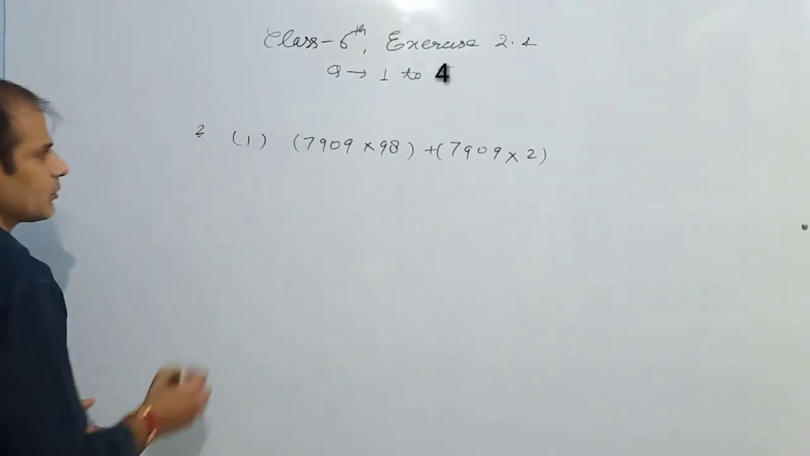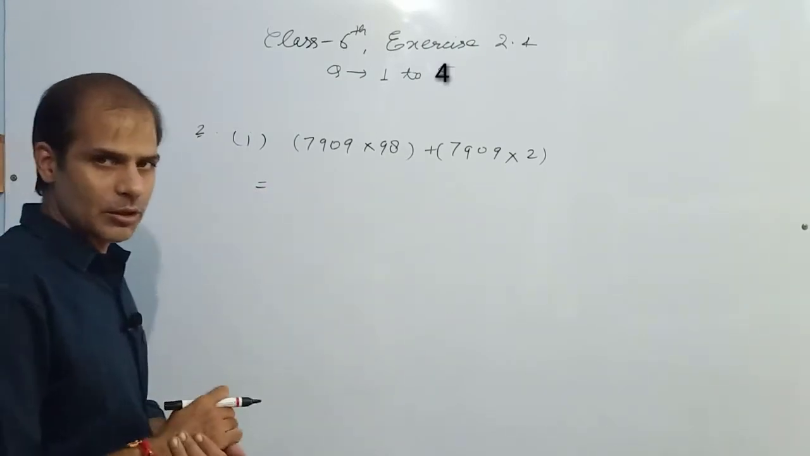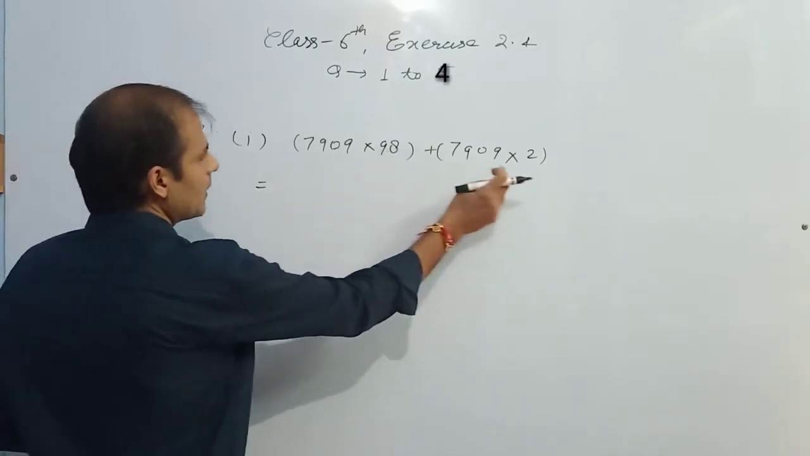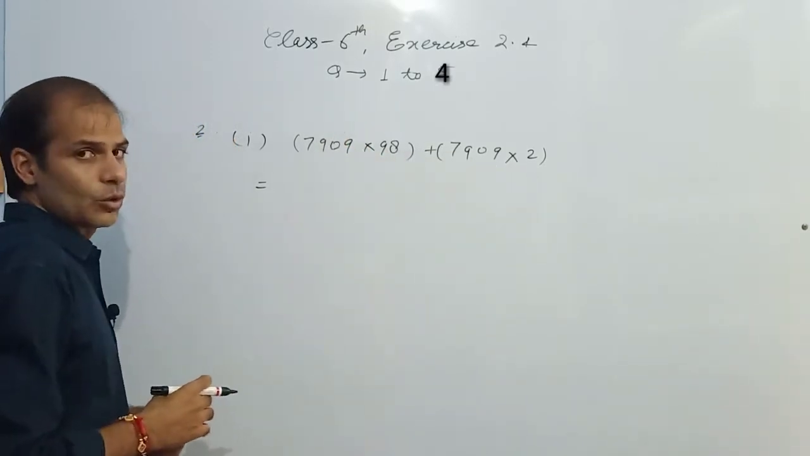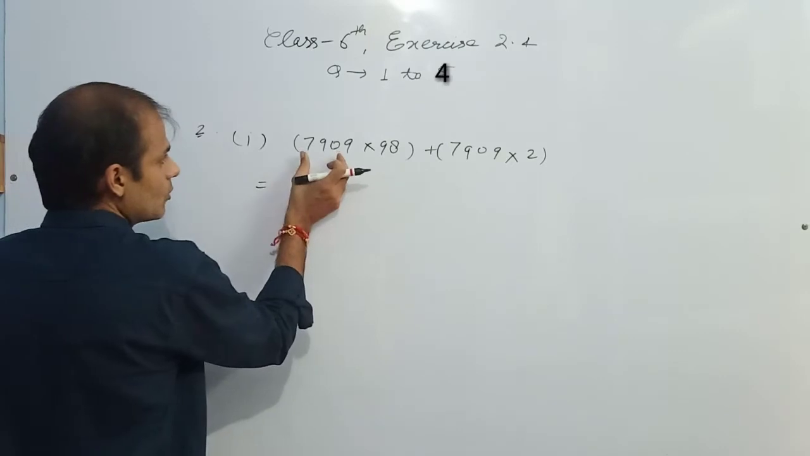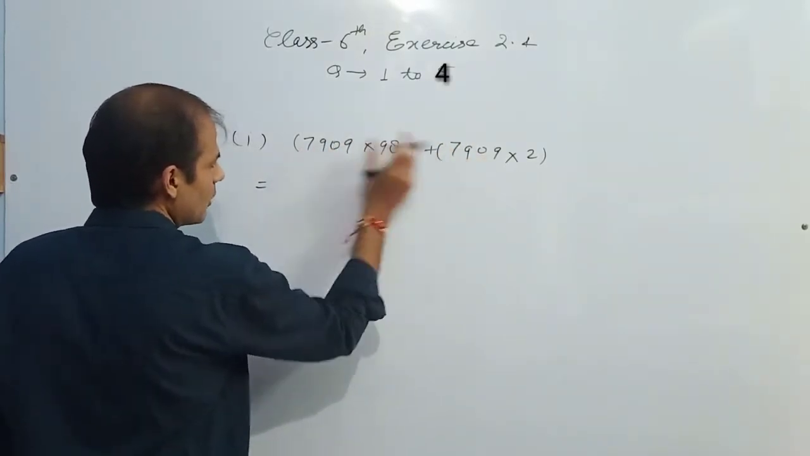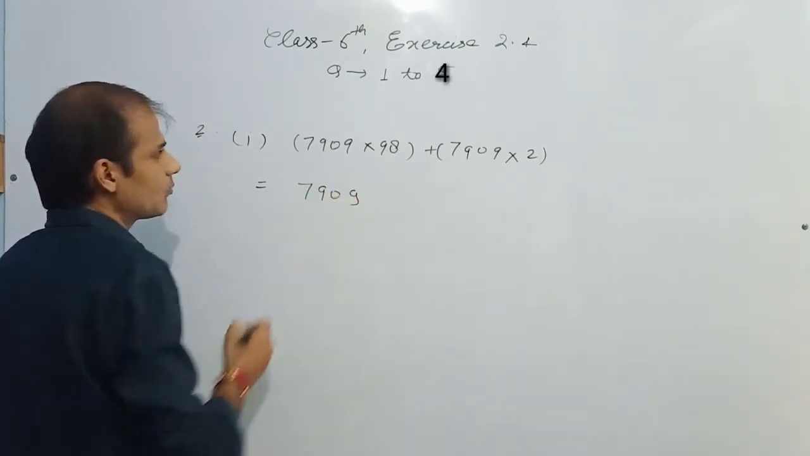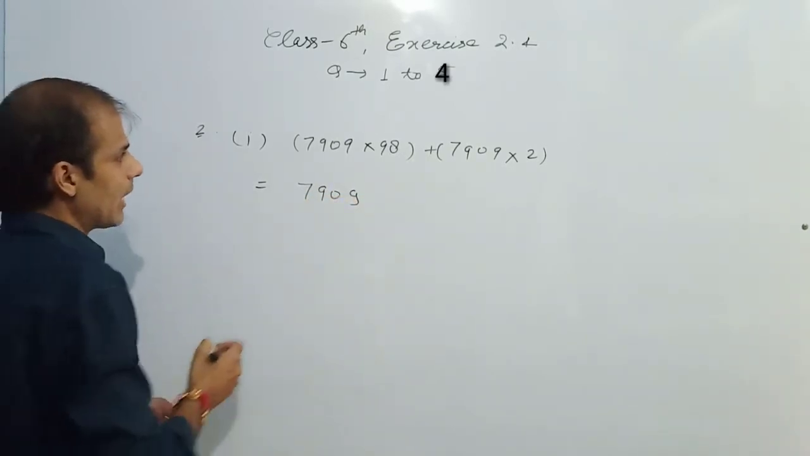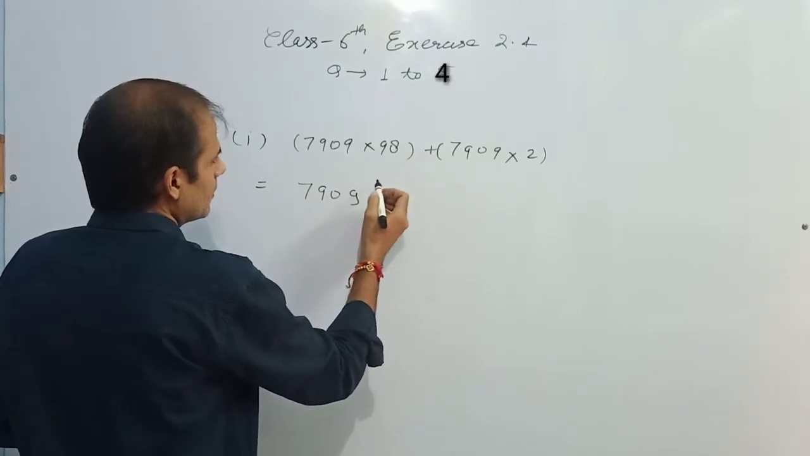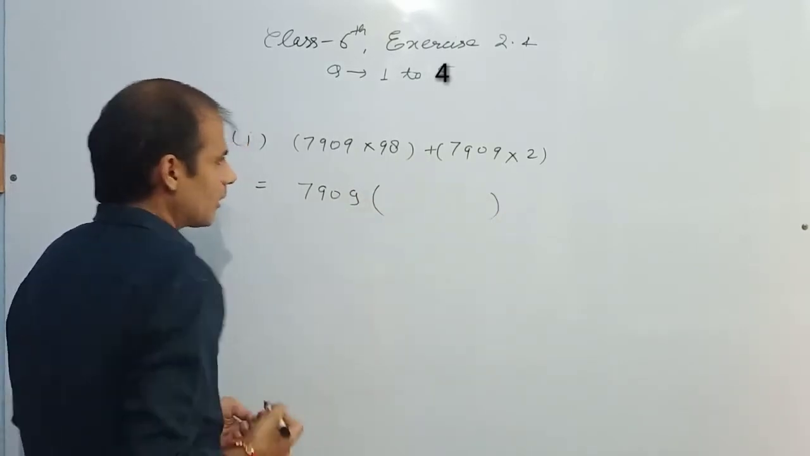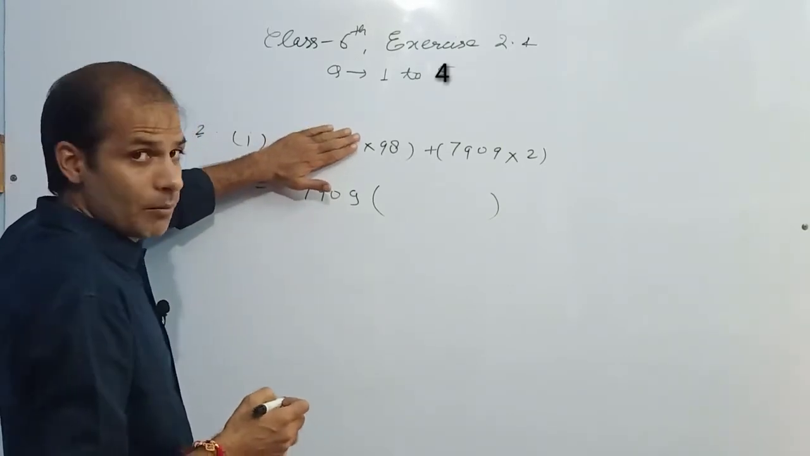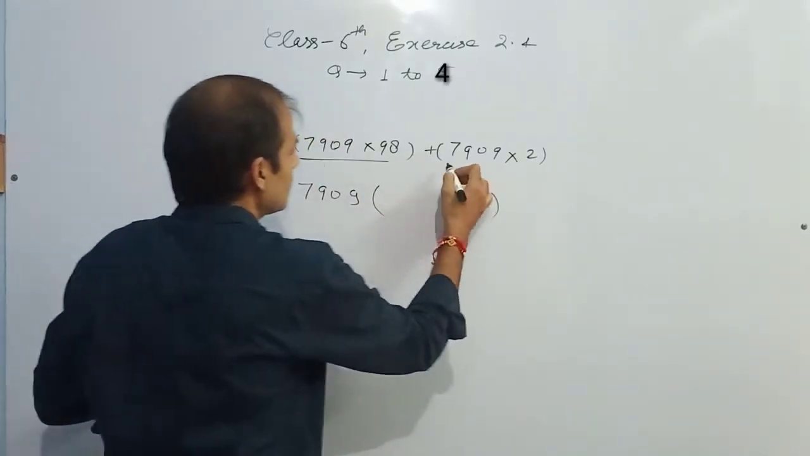What property will we use? We will use the distributive property in reverse order. Okay, listen, multiplication is there 2 times, so 7909 is also there in both the expressions. So we write this value once only, then make a bracket. If you consider this value as a common part in both these, this is a common value.